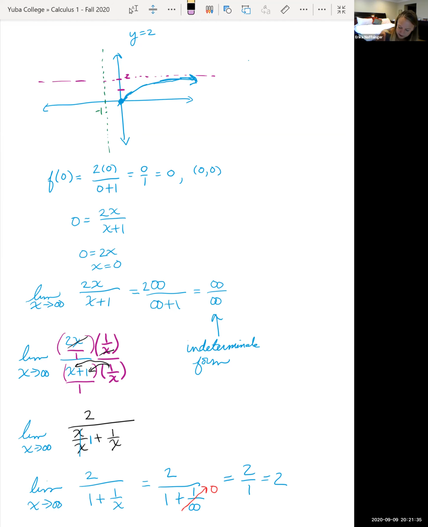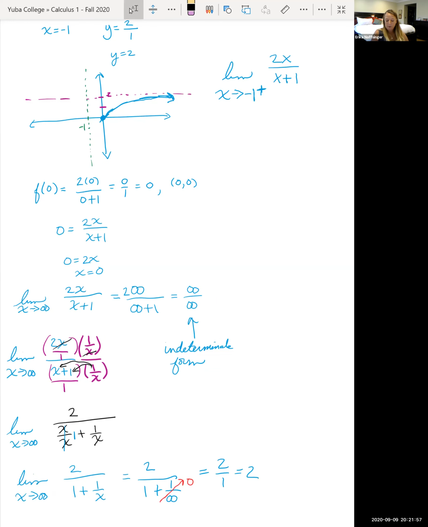And so the limit as x is approaching -1, I'm looking at the right-hand side right now, of f of x. So f of x, that was 2x all over x plus 1. Okay, so it's undefined at -1, but if I'm plugging in a number close to -1 on the left, that means that number is bigger than -1. So maybe -0.9 or -0.999.